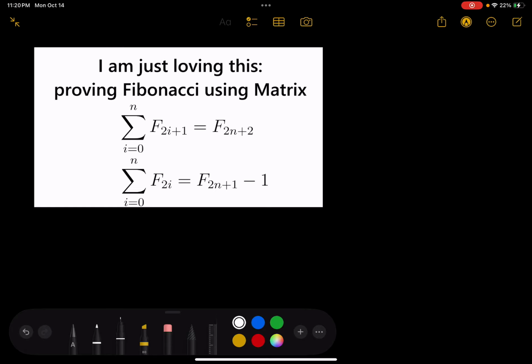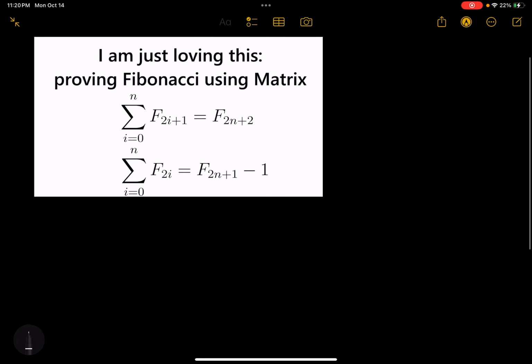Hello, I'm just loving this, proving Fibonacci properties using matrices. So in the last few videos on the Fibonacci sequence, we found the matrix representation for Fibonacci numbers and then used that to find a sum of Fibonacci numbers from base i to base n. We are using the same principle, but this time to find the sum of Fibonacci numbers with odd base and Fibonacci numbers with even base, right?